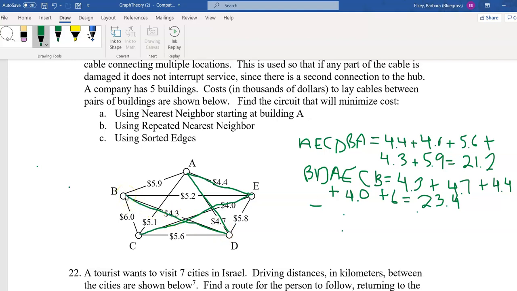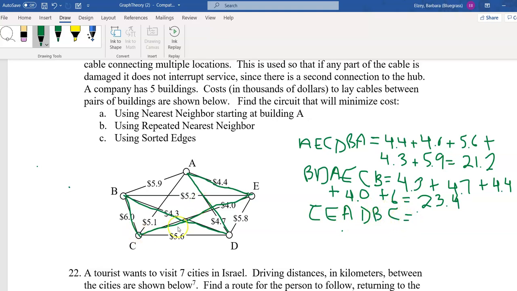Now we've covered all of the vertices, so we do have to close the circuit. Let's notice 5.2 would be the next smallest, but that would put 3 coming out of E. 5.9 would be the next, but that would be 3 coming out of A. So we have to go this way. And it looks like we might have gotten the same circuit, but we'll find out. Let's see, C to E to A to D to B and back to C.